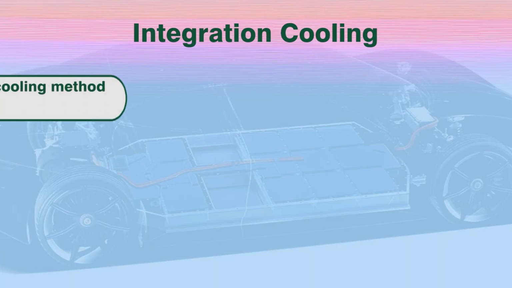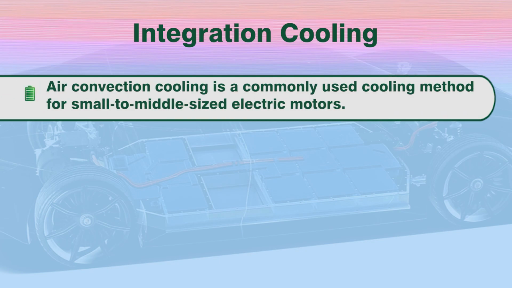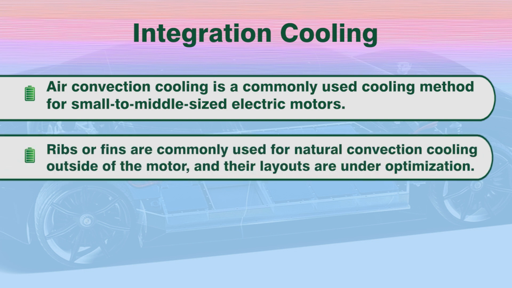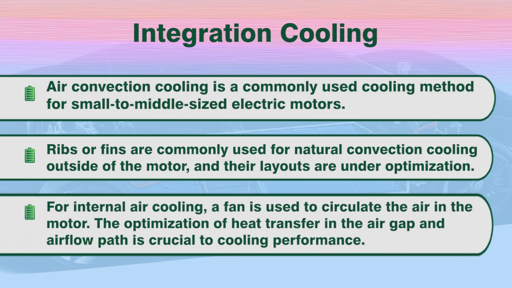So, the air cooling, what we have seen in the previous two components or systems is the same here also. So, air convection cooling is a commonly used cooling method for small to middle sized electric motors. Ribs or fins are commonly used for natural convection cooling outside the motor and their layouts are under optimization. For internal air cooling, a fan is used to circulate the air in the motor. The optimization of heat transfer in the air gap and air flow path is crucial to cooling performance.